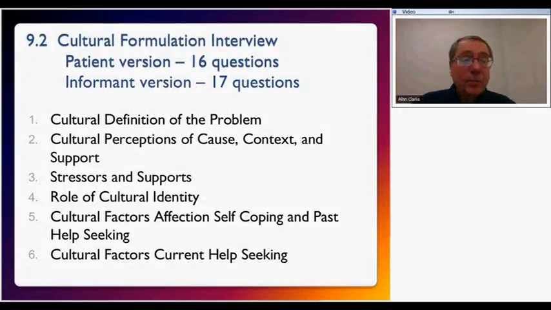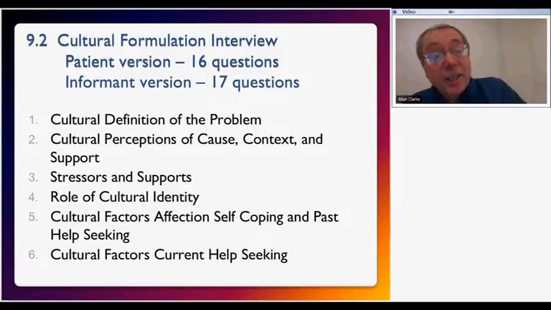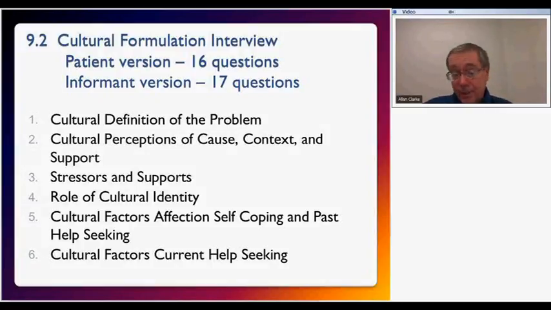In the index, they've also put in a cultural formulation interview. So there's a patient version with 16 questions and an informant version with 17 questions. So you might want to take a look at that if you are running into individuals from other cultural groups than the one that you're familiar with. And these interviews are divided into 6 categories.